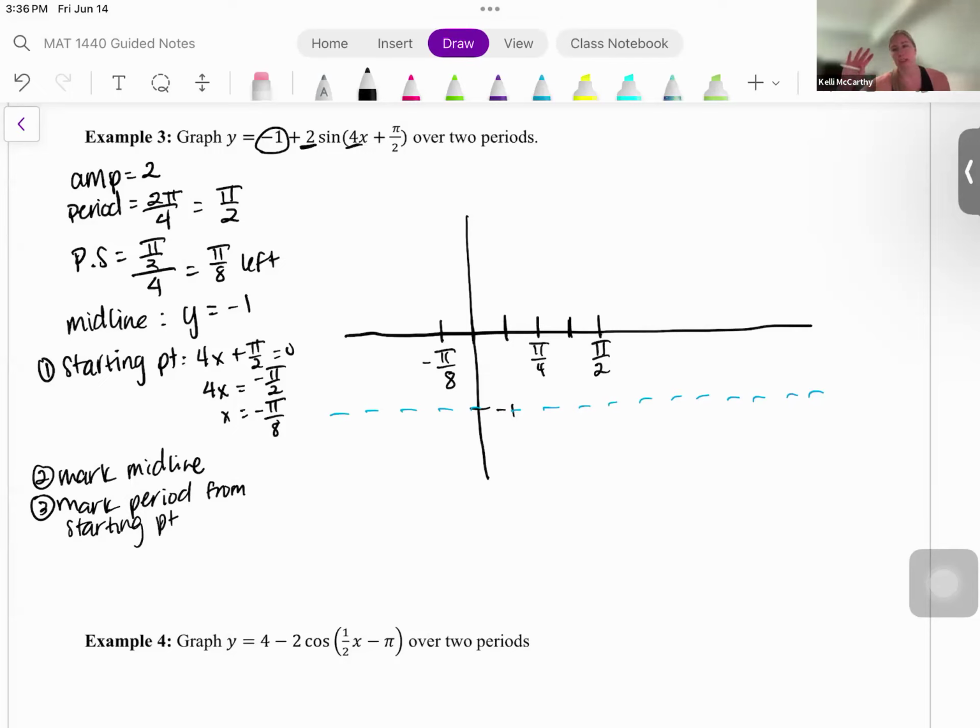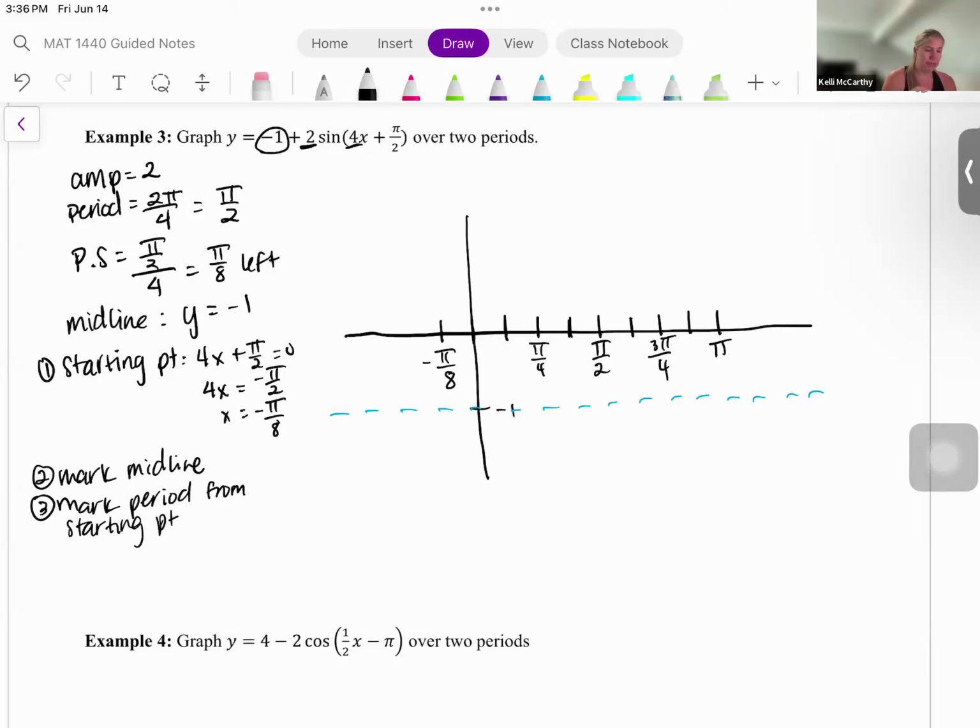Since we are going to graph 2 periods, I'm going to start continuing this sequence and creating a few more marks on our horizontal axis. So there's pi over 2. So again, I'm thinking 1 pi over 8, 2 pi over 8, 3 pi over 8, 4 pi over 8. Here's 5 pi over 8, 6 pi over 8, 7 pi over 8, 8 pi over 8. So here's pi. This was 3 pi over 4. So we can just see that x-axis being sectioned off.